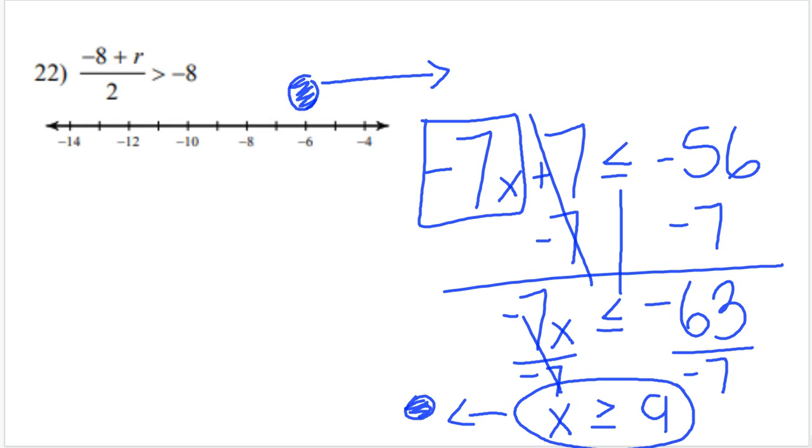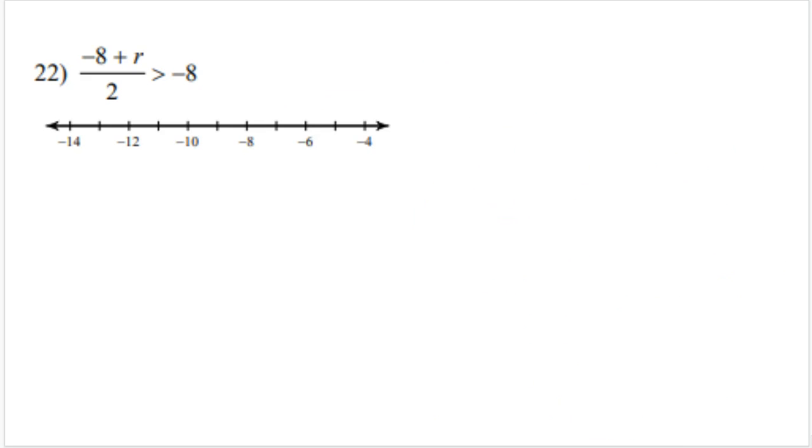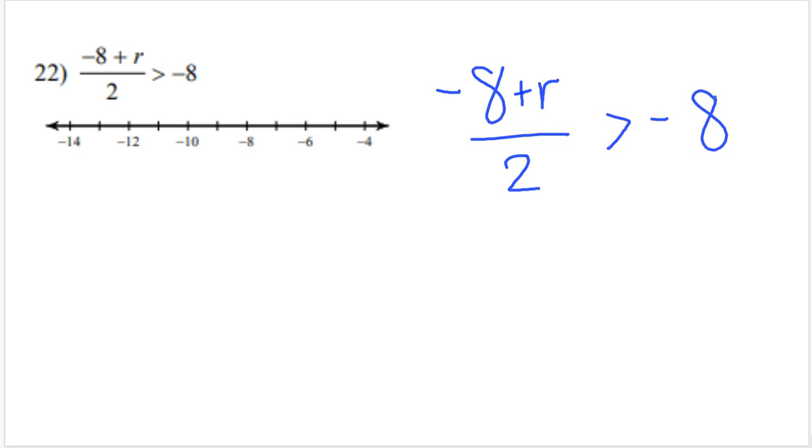Now you're going to go ahead and do your last problem. Our last problem is negative 8 plus r all over 2 is greater than negative 8. Go ahead and solve this on your own. You can go ahead and pause the video and then check and see if how I did it is how you did it.